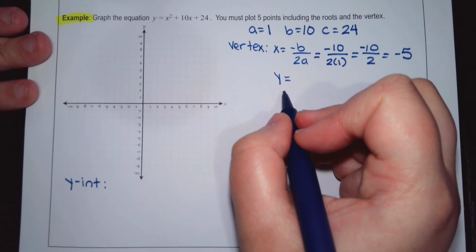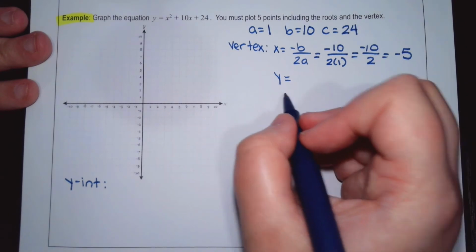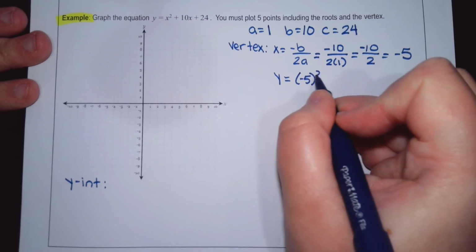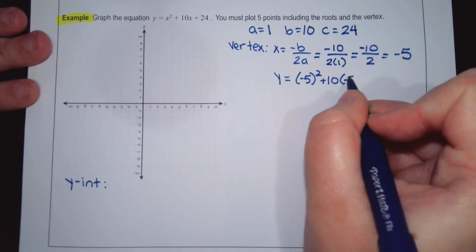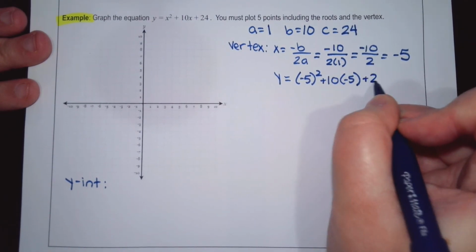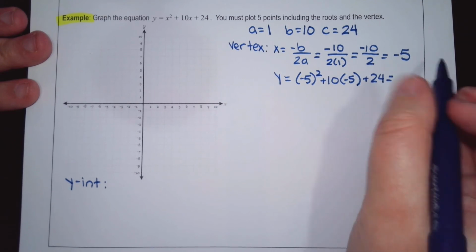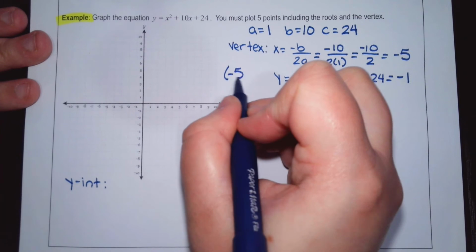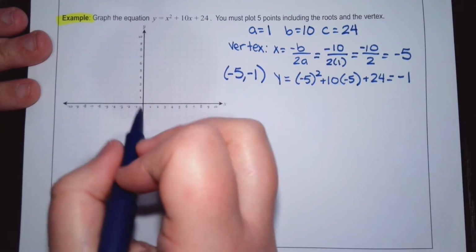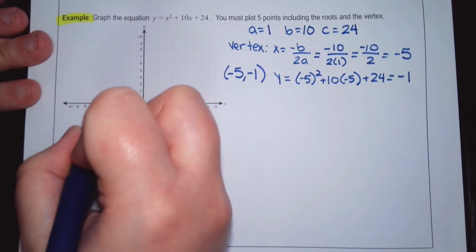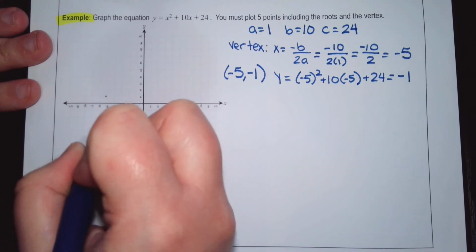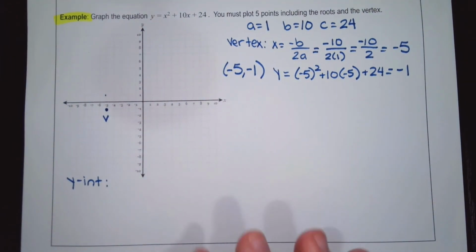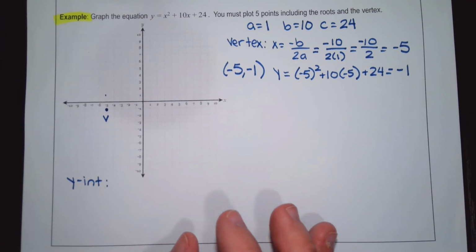And then for my y value, we plug it in: negative 5 squared plus 10 times negative 5 plus 24 is equal to negative 1. So my vertex is going to be negative 5, negative 1. Let's plot that. Negative 5, negative, other way, negative 1. I'm going to put my V there for vertex.